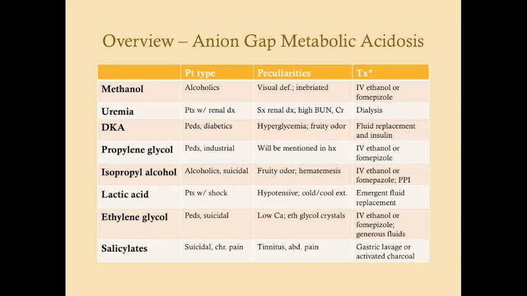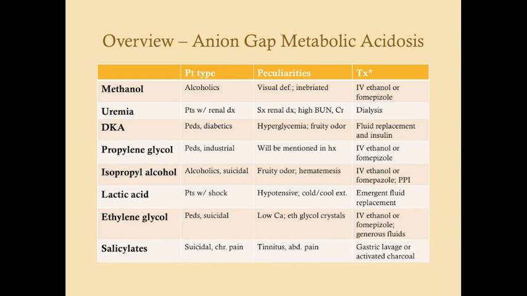And then for ethylene glycol, which is the antifreeze, these are usually going to be kids or they're going to be suicidal people. And the peculiarities here are going to be a low calcium, and you'll have the crystals that develop from the ethylene glycol. And you're going to want to start IV ethanol or fomepizole and generous fluids to pump out the crystals to prevent any permanent renal damage.